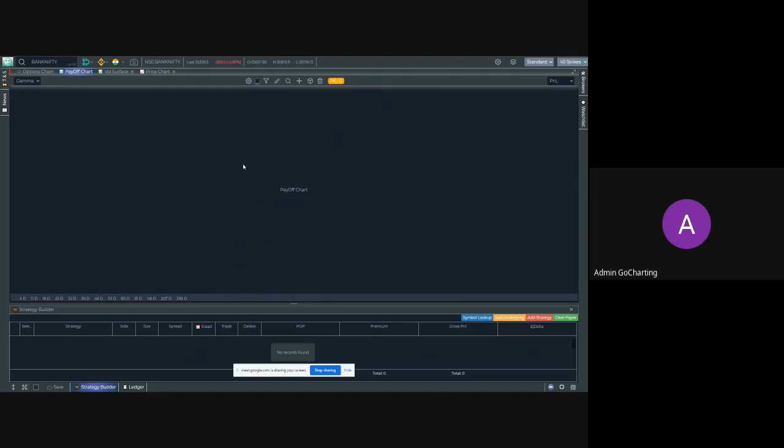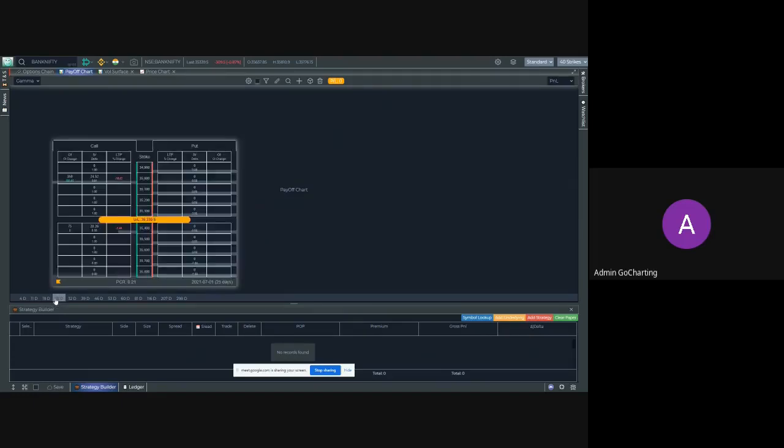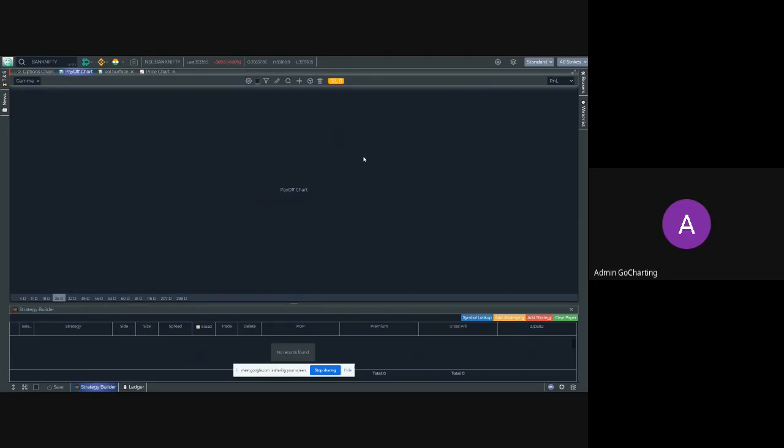Even in this particular template that I have, you do have the ability to view the option chain, your payoff chart and your strategy builder together, right? So that's also one of the ways.